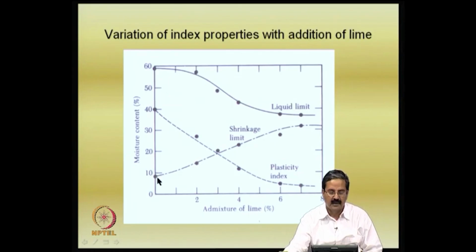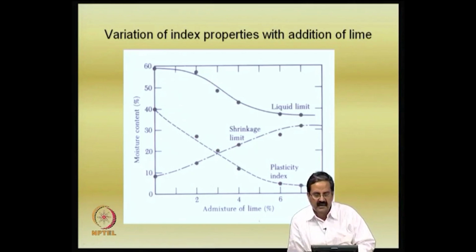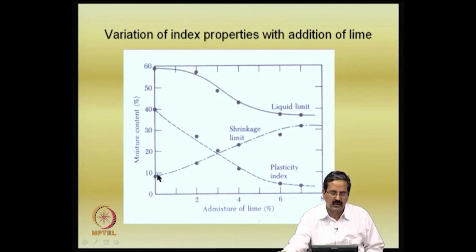But the moment you add lime, the particle arrangement changes and it holds more water, as I just showed in the previous figure, that the flocculation occurs, and as a result the water content will be higher, though the shrinkage limit is a little higher, and even the plasticity index is also lower. Which means that you have comfortably reduced the plasticity characteristics of the soil, you have made the soil not so much shrinkable compared to the previous case.